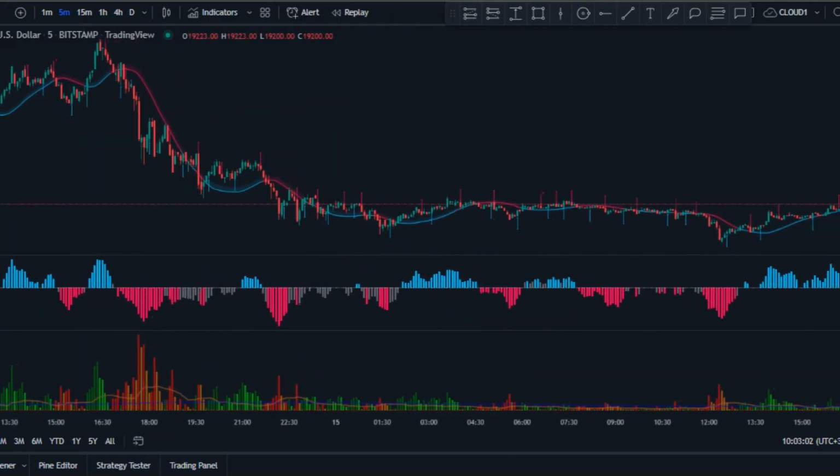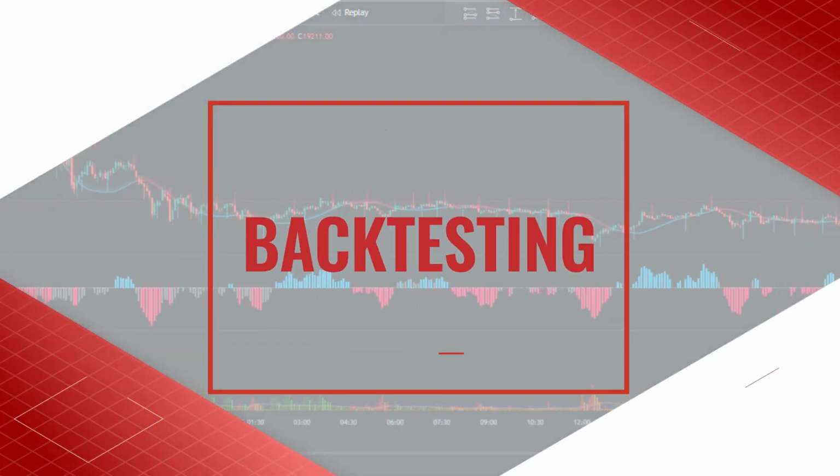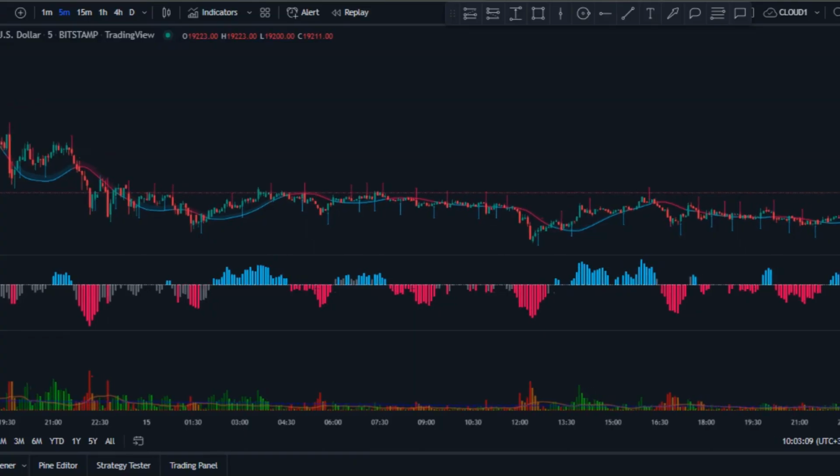Alright, now you know the trading rules, so it's time to do our back testing for 100 trades to see how the strategy works in the different market conditions.